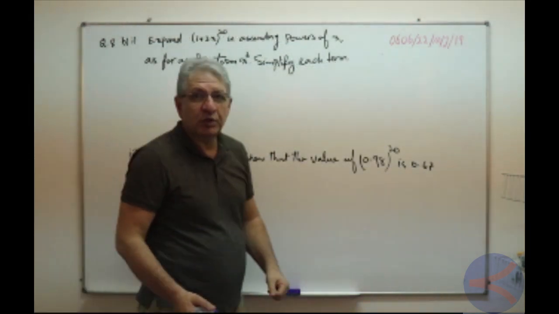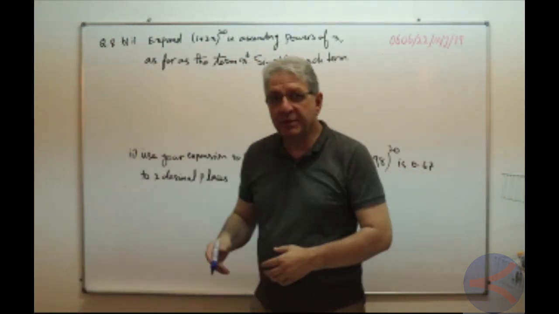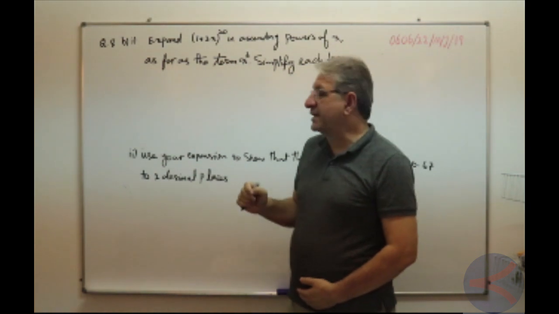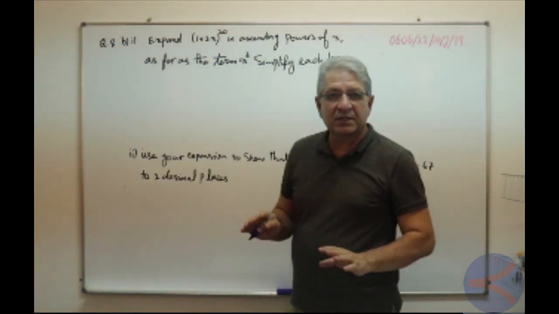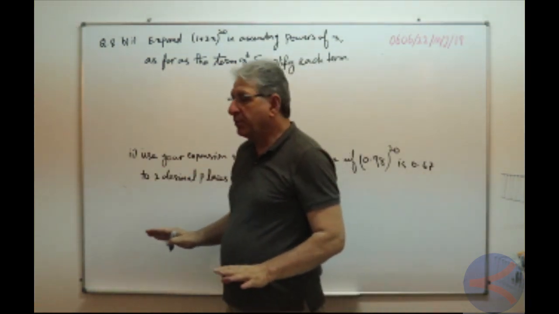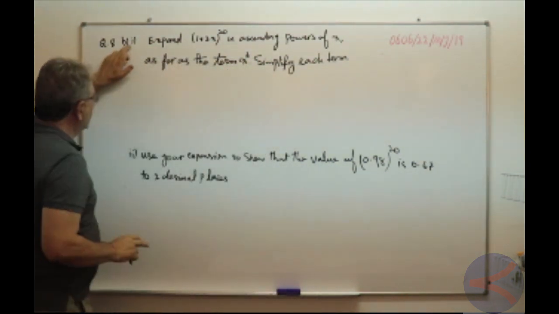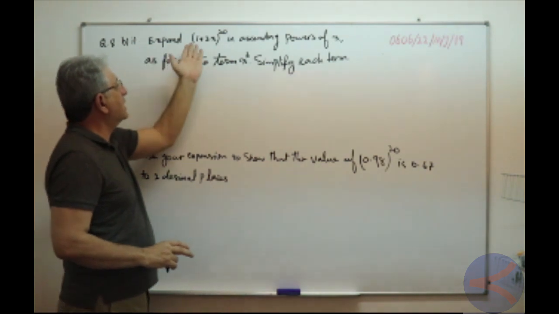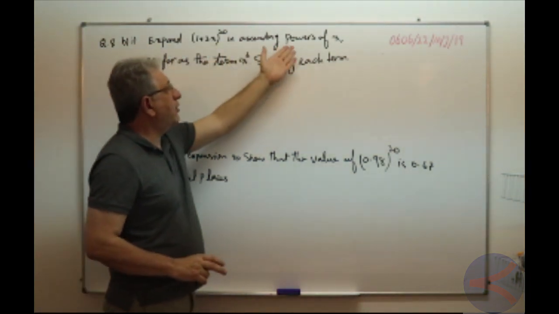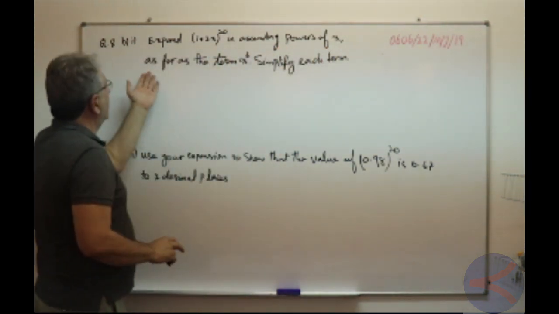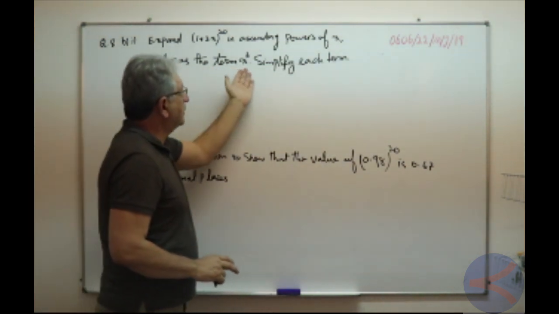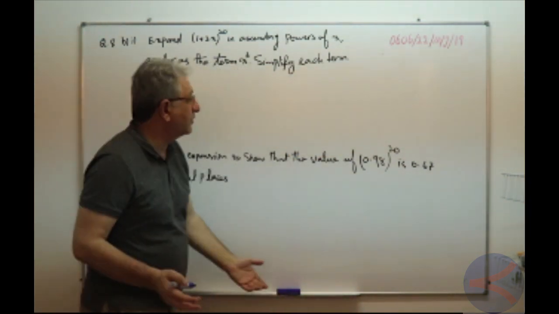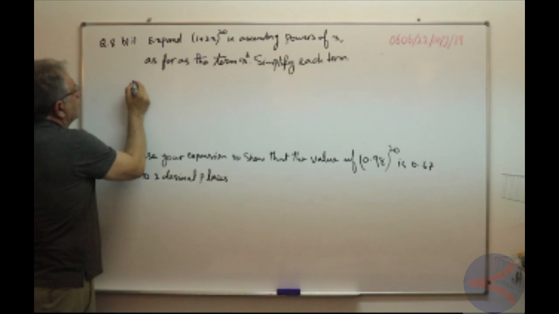Okay, now we are going to do part B of this question 8. Part B is not related to part A at all, but it has two sections, section 1 and section 2. The first section says to expand this in ascending powers of x as far as the term x to the power of 3, simplifying each term. Therefore, we have to expand it. Now we know how to expand this.